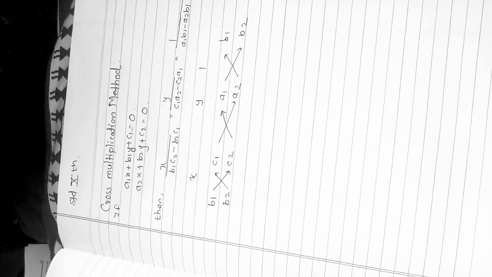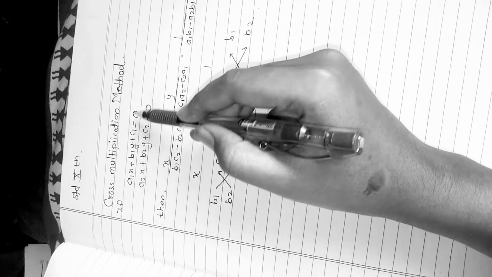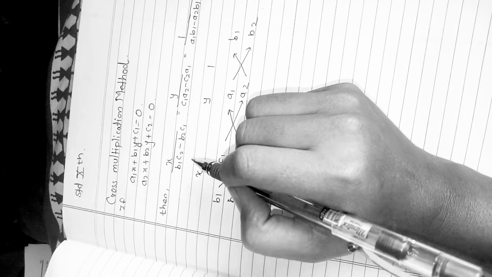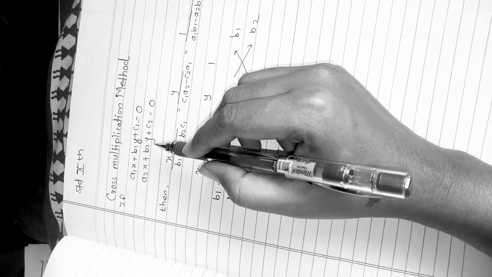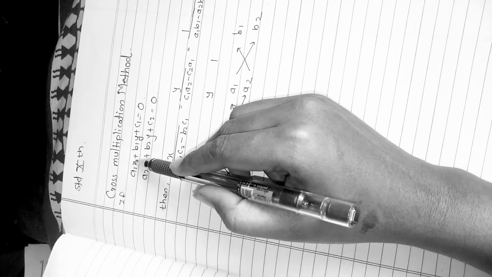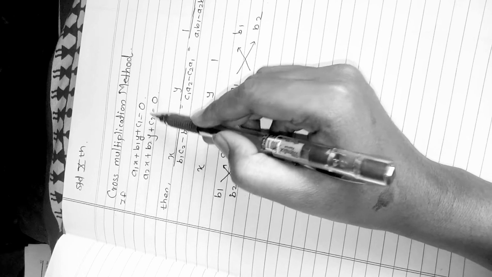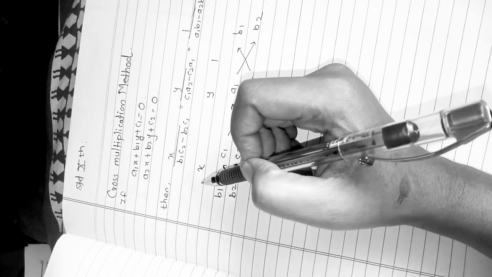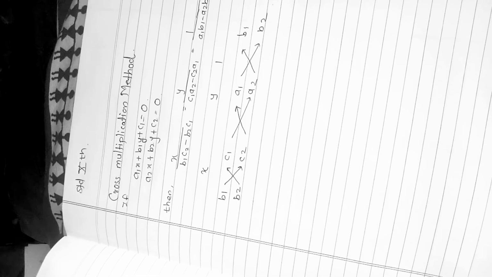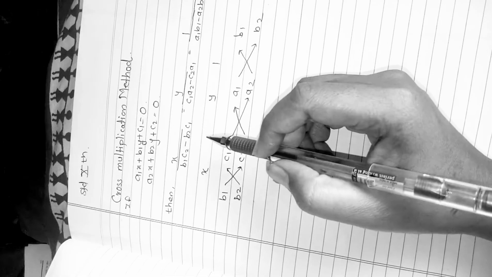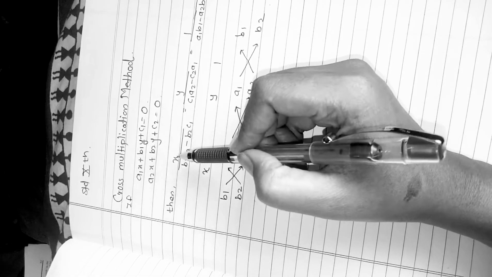Our pair of linear equations is in the form a1x plus b1y plus c1 is equal to 0 and a2x plus b2y plus c2 is equal to 0. These two are a linear pair of equations. So the coefficient of x is a1, the coefficient of y is b1, and c1 and c2 are constants. In the cross multiplication method we find the solution, that is, the values of x and y. So how to find the values of x and y?